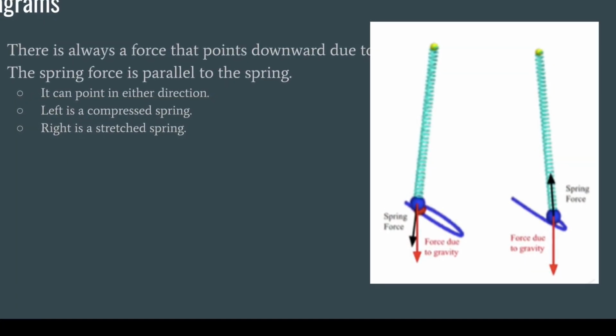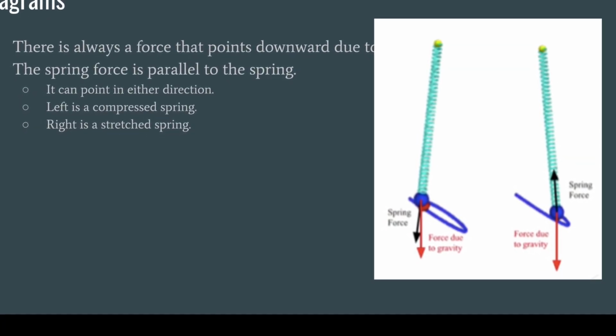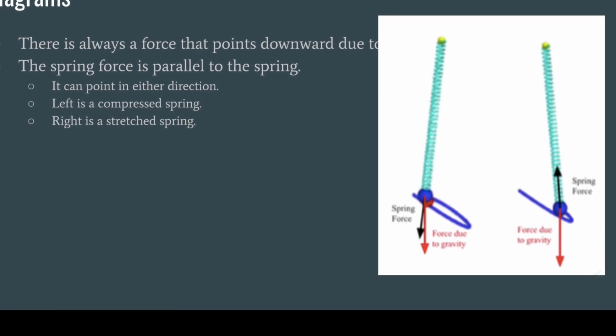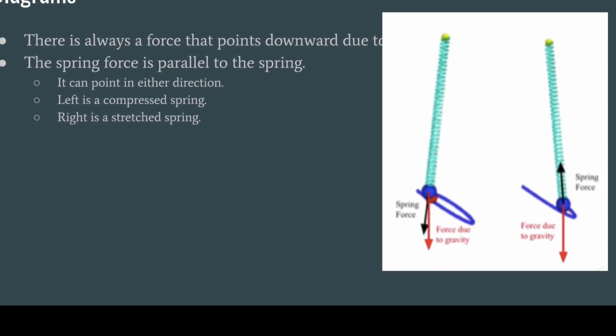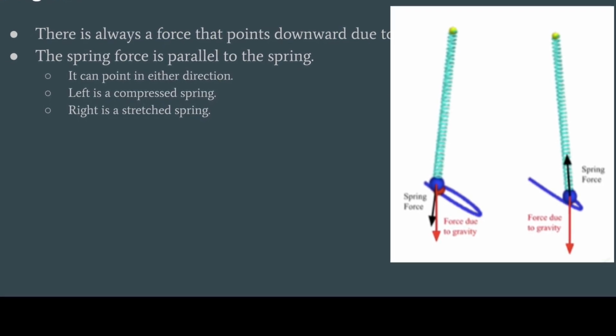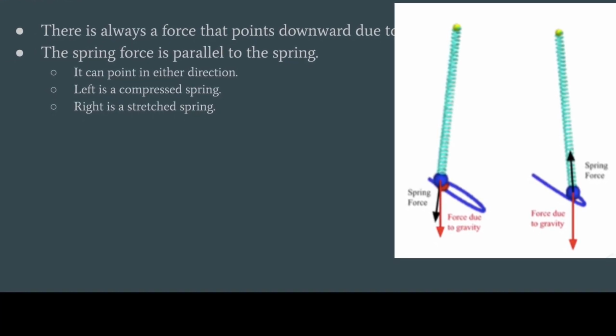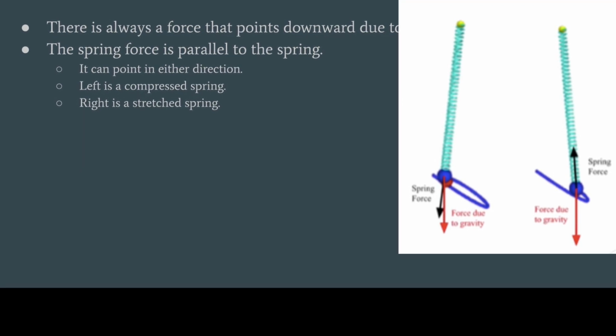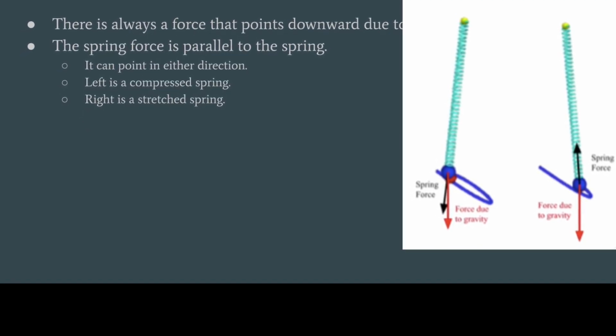For diagrams of the spring, I have two diagrams here. The one on the left is for a spring that is compressed, and the one on the right is for a stretched spring. And we can see that there's always going to be a force that points downward due to gravity, and that the spring force is going to be parallel to the spring. So for the compressed spring, it's going to point down, and then for the stretched spring, it's going to point out.